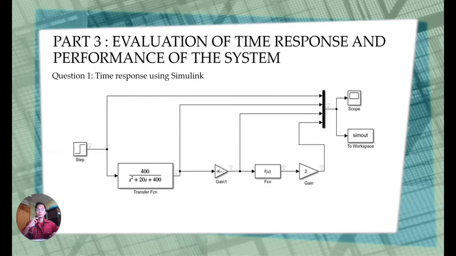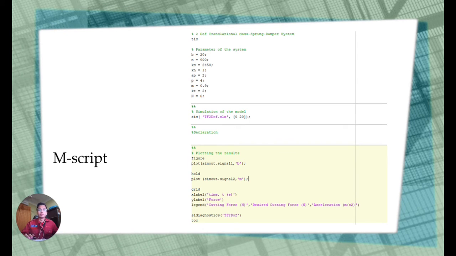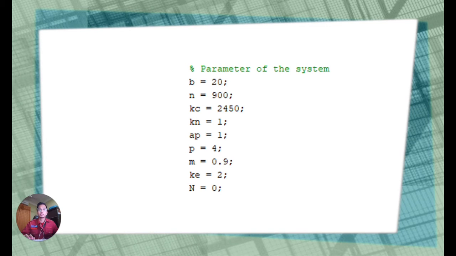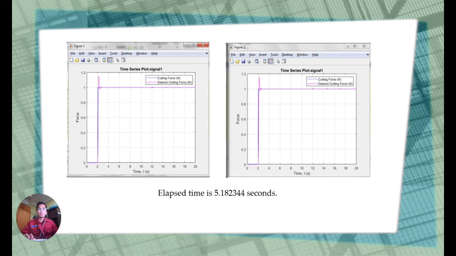Assalamualaikum. My name is MUHAMAD bin SUHAIMI, metric number MA18113. I will present part 3, evaluation of time response and performance of the system. On question 1, time response using Simulink, we create the block diagram that we chose in part 2 using the transfer function in Simulink. This is our block diagram, and this is the M script that we wrote to run our Simulink model. Next, we use a step function with an amplitude of 1 and run the model again. Then we obtain the time series graph.